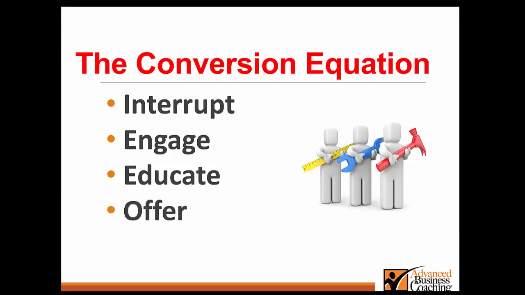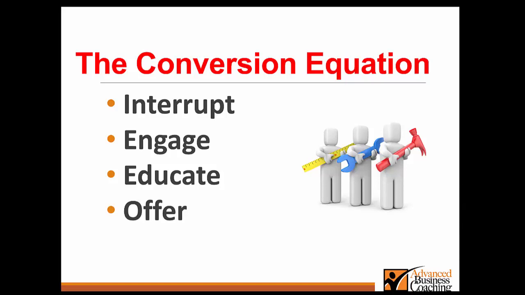The fourth and final component of the conversion equation is the offer. Now the prospect has been interrupted based on problems that are important to them emotionally, engaged by the promise of a solution to that emotional problem, and they've examined the educational information that you've provided that makes your solution to that emotional problem real and believable. So the last step for you to do is to give the prospect a low, or better yet, no risk way for them to take the next step in the sales process.